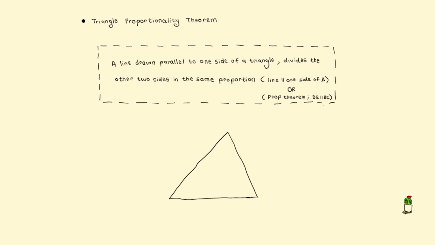Okay. So whenever you apply this theorem, your reason is going to be a line parallel to one side of the triangle, or you can use the reason prop theorem, and then you have to state your specific parallel lines. I've given here, for example, DE parallel to BC. The focus of this video is more on how to apply this theorem, and we're going to use past exam questions in order to see how to do so.